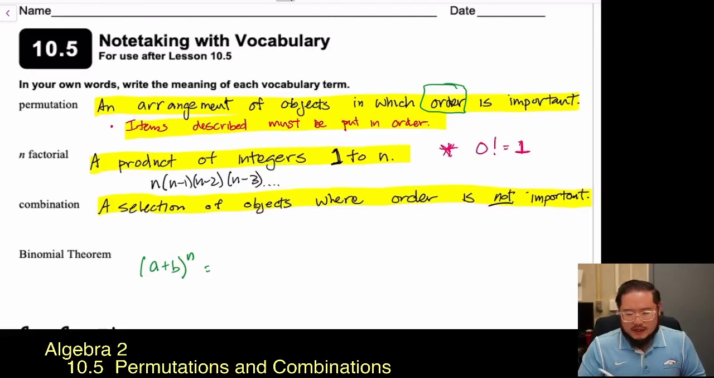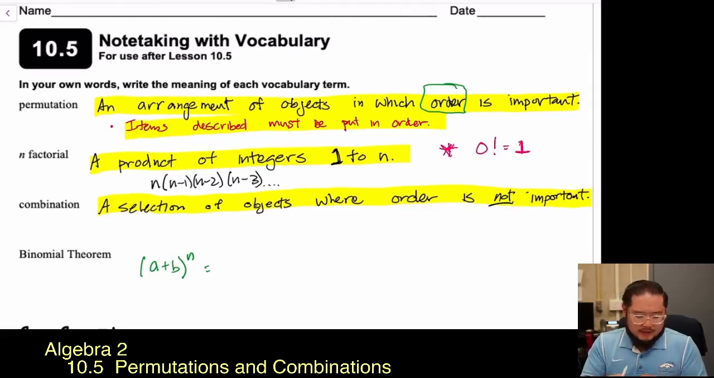Going back to our term combination, once again, it is a selection of objects where order is not important. Some of the problems in the book could talk about drawing for 3 identical prizes. Let's say we have first, second, and third, or there are 3 prizes. They're all the same. Remember, order doesn't matter. It doesn't matter if you're first, second, or third place. You could say the top 3 finishers get a prize, and it happens to be the same prize. So that would be dealing with combination.